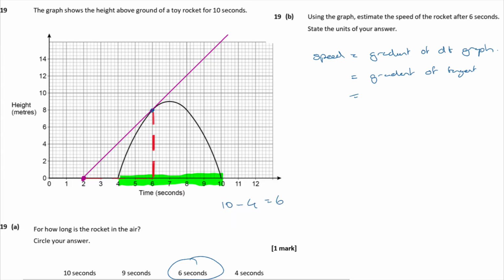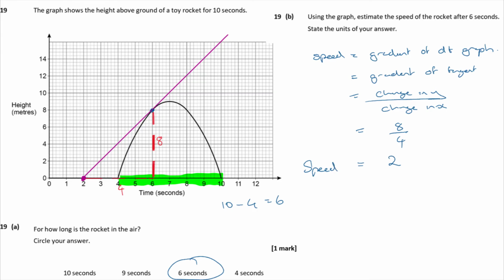Okay, so change in y, well that is 8, isn't it? The height of that bar there is 8. Change in x from 2 to 6 is 4. So then the gradient is going to be change in y divided by change in x, which is going to be 8 divided by 4. It's got a gradient of 2. Okay, so then the speed is equal to 2.